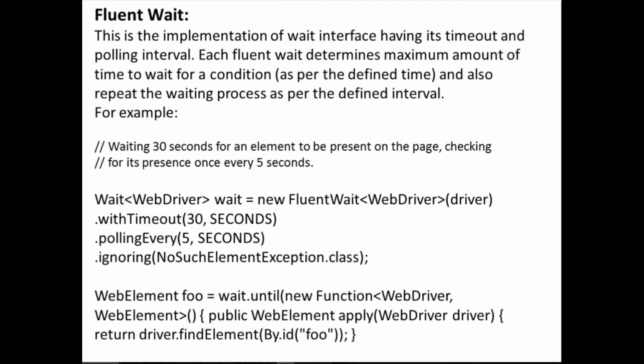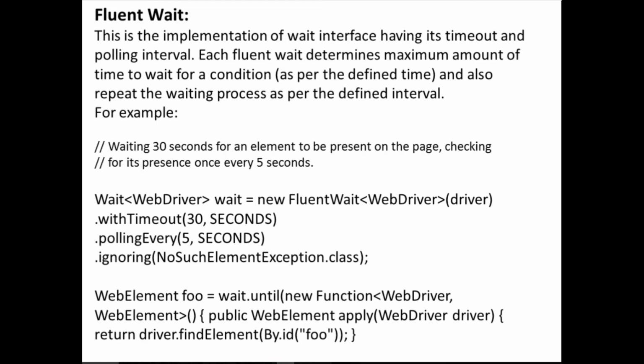For example, like what we defined here, we defined how much time it would take, suppose 30 seconds, and after how much time it will again wait, it will again search for the element. So we will give a polling interval, like after 5 seconds it will again search for 30 seconds. So waiting time is 30 seconds and it repeats once every 5 seconds.